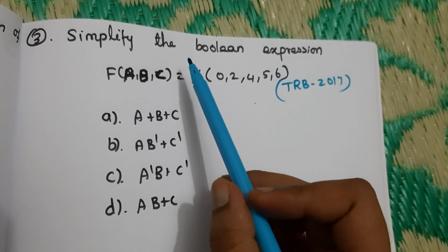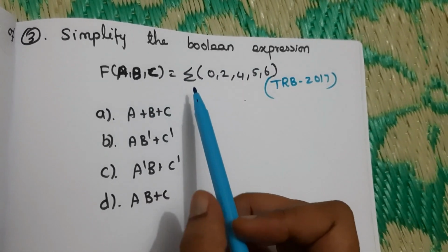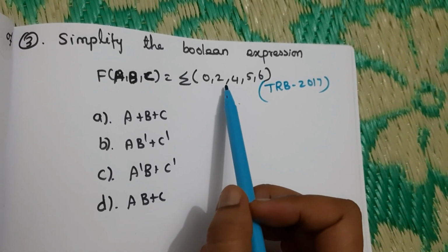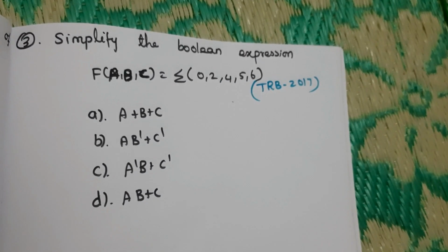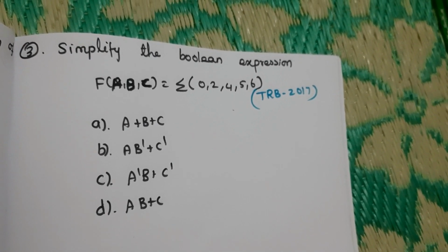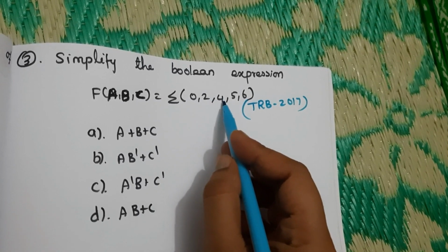Next question: simplify the Boolean expression f of a, b, c is equal to summation of 0, 2, 4, 5, 6. This is a question from TRB 2017. First, they give these min terms 0, 2, 4, 5, 6.